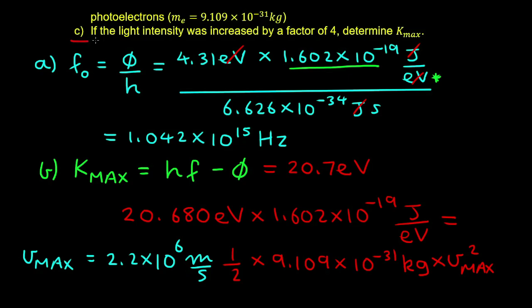And in part C, if the light intensity was increased by a factor of 4, determine K max. Well, as we can see, the maximum kinetic energy depends on the frequency of light and not the intensity. Therefore K max will be the same as the maximum kinetic energy we obtained in part B.